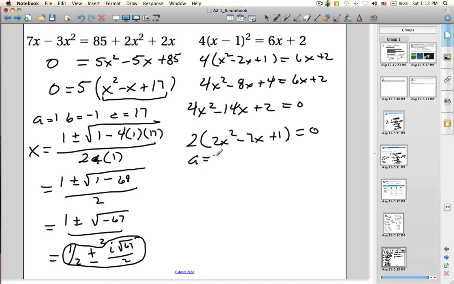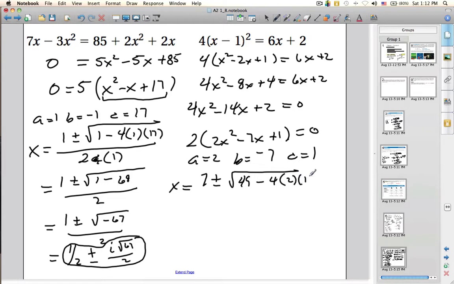Okay, so here a is equal to 2, b is equal to -7, and c is equal to 1. And when I plug them into the quadratic formula, I'll have the opposite of -7, which is 7, plus or minus the square root of (-7) squared, which is 49, minus 4 times a, which is 2, times c, which is 1, all over 2 times a, which is 2. So I'll have 7 plus or minus the square root of 49 minus 8, which is 41, over 4.